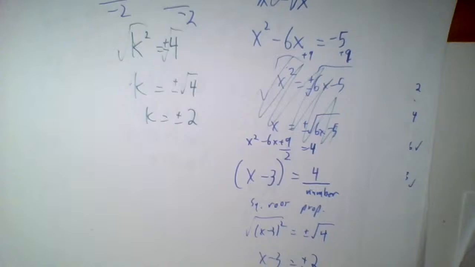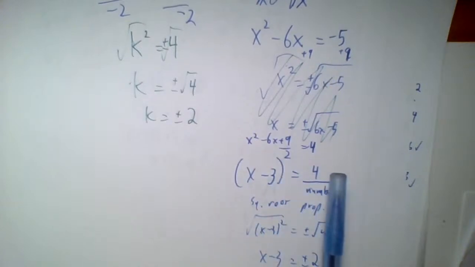That's what your completing the square pattern really is. It's making something into this form. Something squared, just a number on the other side. That's the deal. And that's when your square root property can work from there.